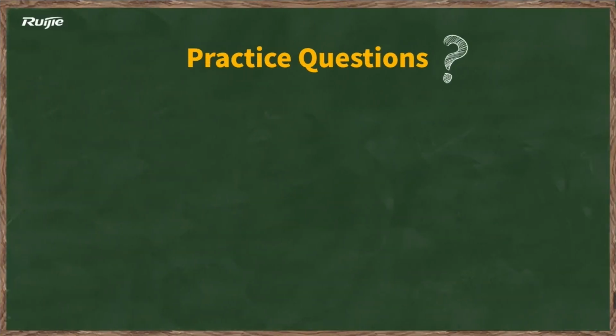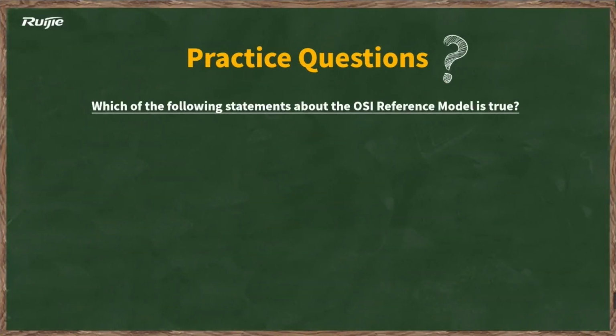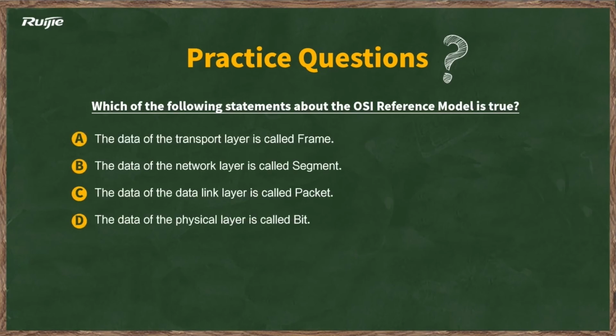And lastly, there is a question for this video. Which of the following statements about the OSI reference model is true? That means you have to select the correct statement. Options A, B, C, and D: the data of the transport layer is called frame; the data of the network layer is called segment; the data of the data link layer is called packet; and the data of the physical layer is called bit. So among all the options, only one is correct. That's all. Thank you.